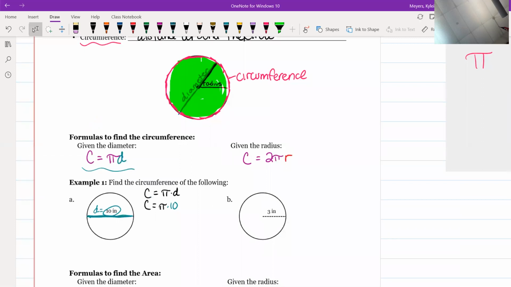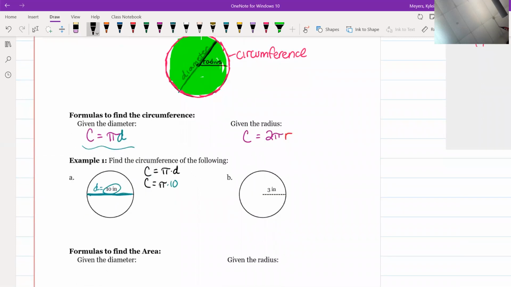When you do 10 times pi, you should get roughly 31.4. Not the hundredths, the tenths place, round to the tenths place. And then we always label, and in this case, it's inches.